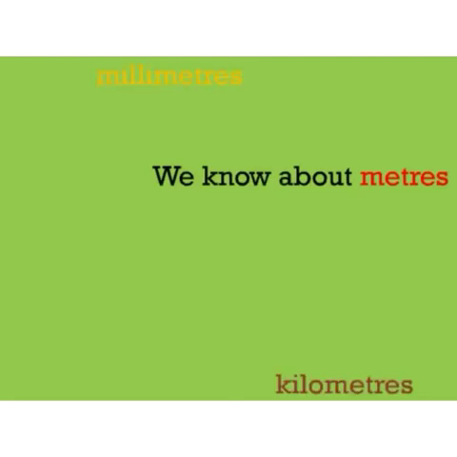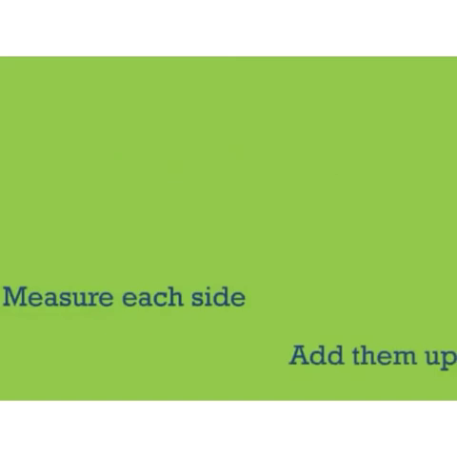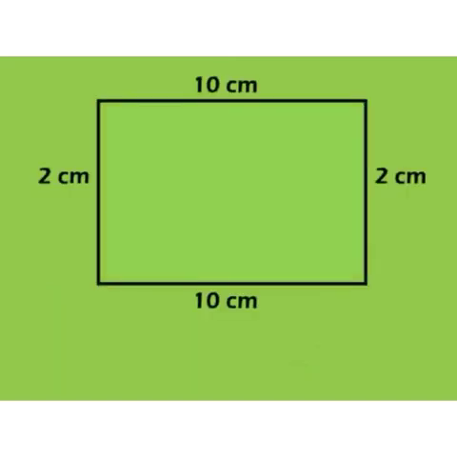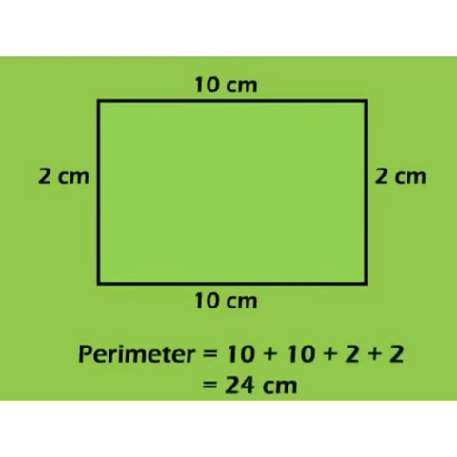Now that we learned how to measure in centimeters and meters, and we talked about inches and feet. Now we're going to talk about perimeter. You have to measure each side, add them up, and we find perimeter.